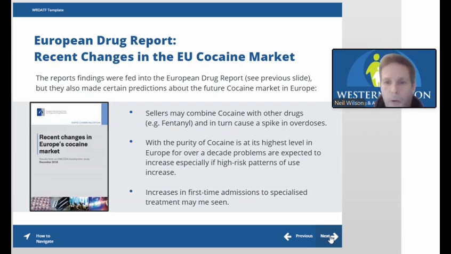The European Drug Report points out that there are a number of particular issues at the moment. Partly it may be around adulterants, and in particular they're pointing out fentanyl, if that's added to the cocaine supply, could cause a spike in the number of overdoses. It's also at high purity levels, and that in itself may cause more problems. This has certainly led, it is suggested, to an increase in the number of first-time admissions to specialised treatment places.